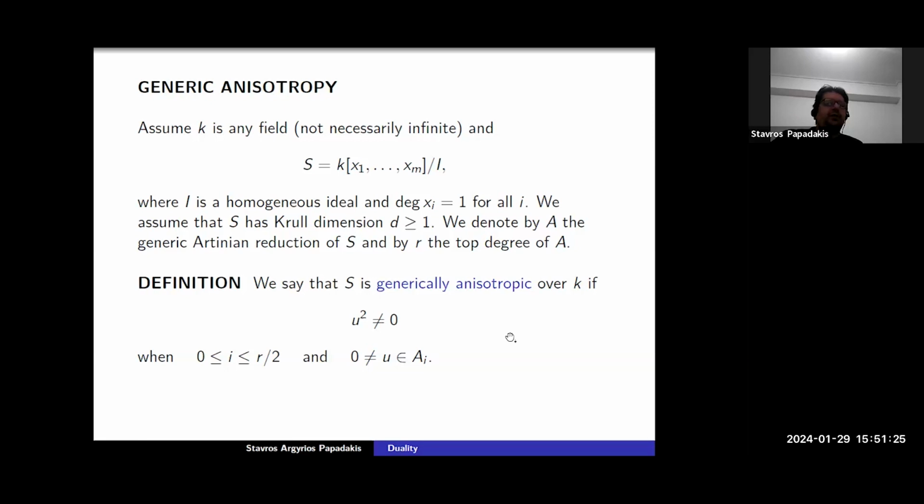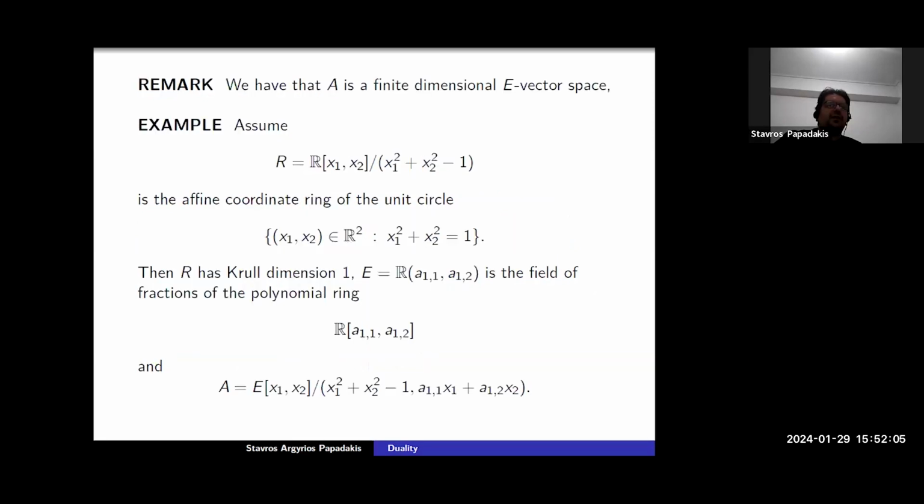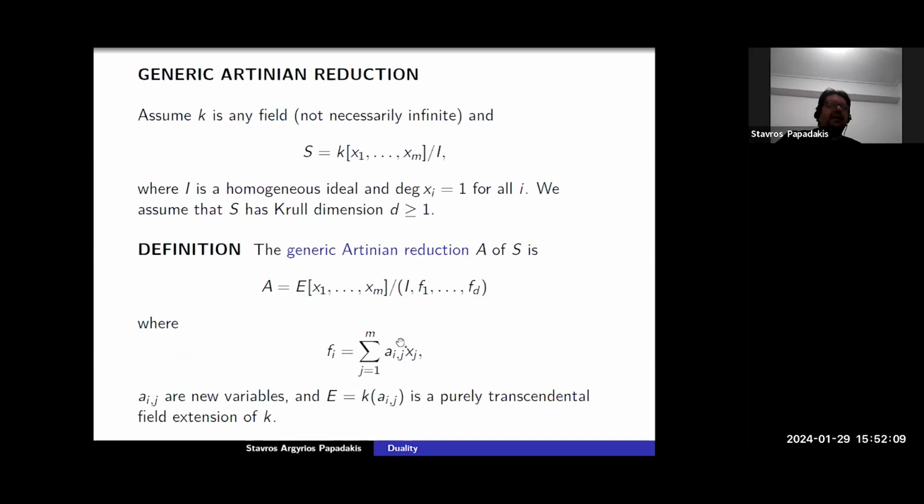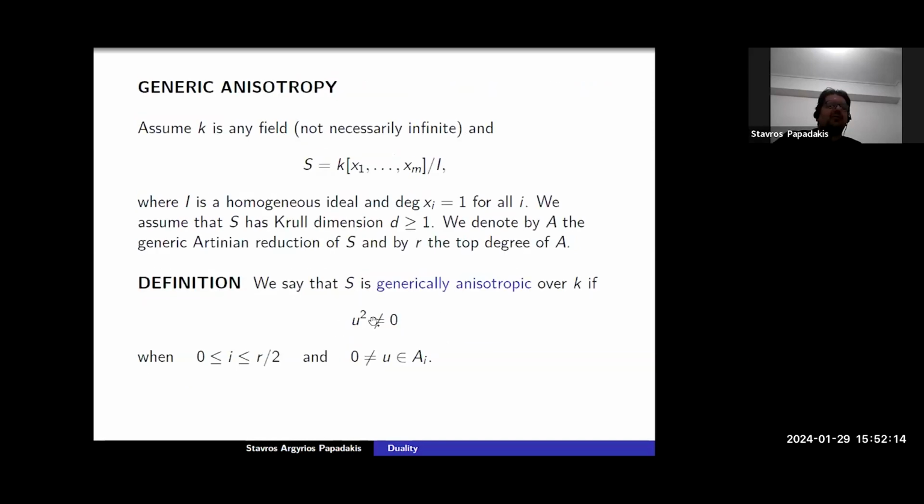A remark is the following. We talk about generically anisotropic. If the field K was like the complex numbers, you wouldn't get anisotropy on any Artinian reduction, except if it's one-dimensional. So I want to emphasize that it's very important that this notion, generically anisotropic, refers to the generic Artinian reduction of S. On the generic Artinian reduction of S, we have put, by definition, all those variables Aij. So there is much more hope to have this condition sometimes. So to speak about generic anisotropy, you need to go to the generic Artinian reduction.